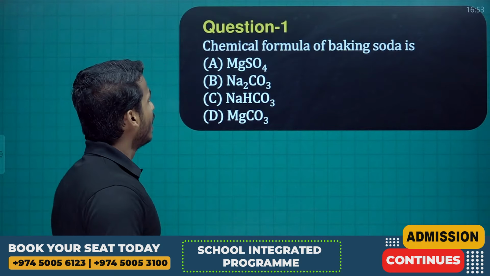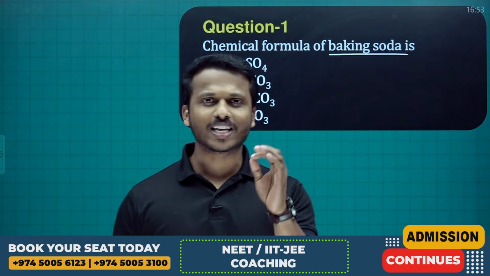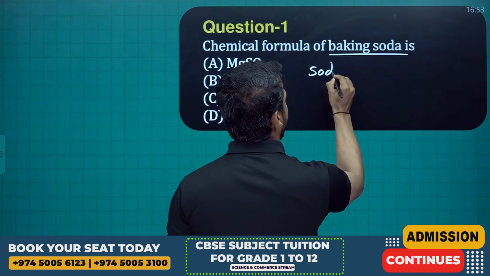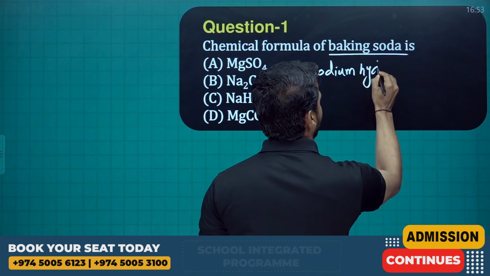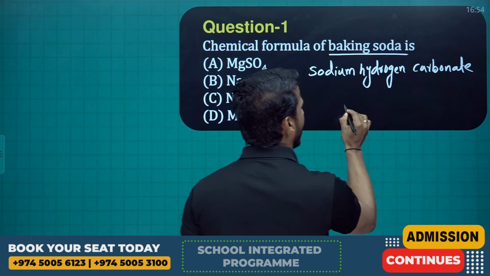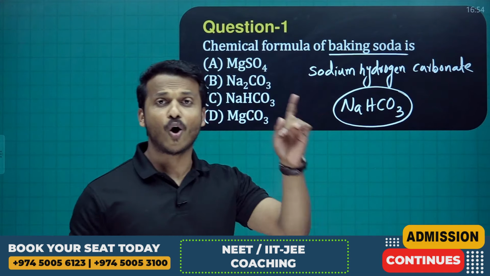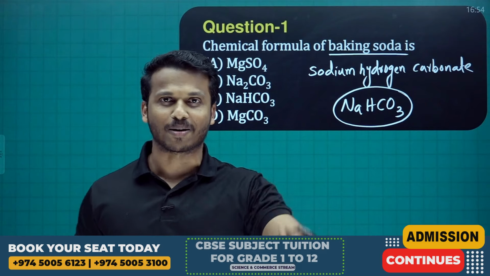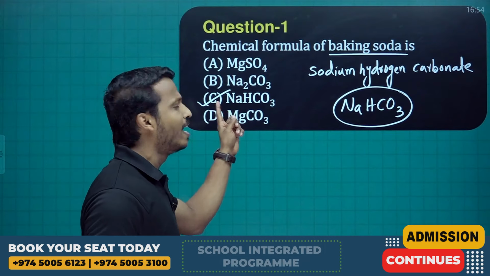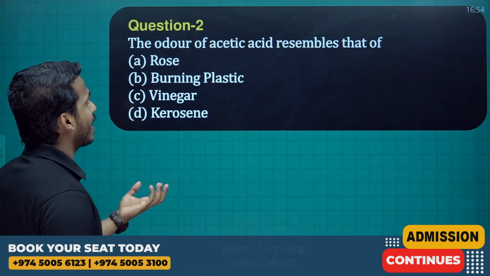Question number 1: the chemical formula of baking soda is. Let's start with a simple question. What is the chemical formula of baking soda? You know that baking soda is sodium hydrogen carbonate, right? What is the formula? NaHCO3, sodium hydrogen carbonate. Also we call it sodium bicarbonate. So what is the answer, my dear? Option C, sodium bicarbonate is baking soda. It is NaHCO3, right?